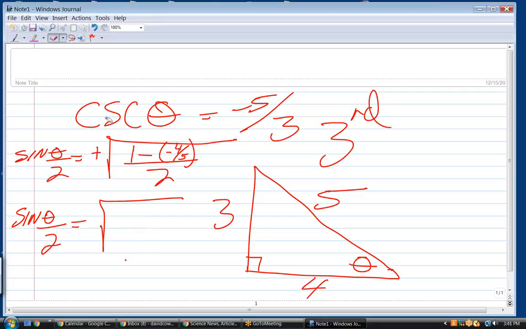Okay. So it's the square root of 9 divided by the square root of 10, which is 3 divided by square root of 10, which is 3 root 10 over 10. Okay. And it's got to be positive. Okay. Because theta over 2 has to be in the second quadrant, if theta is in the third quadrant.